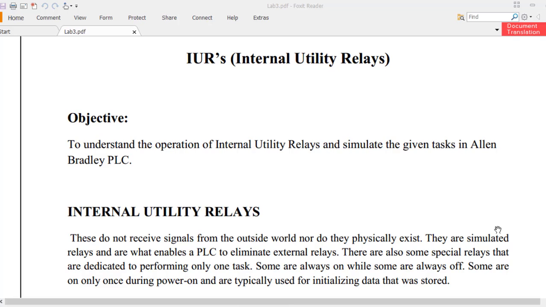So this is a lab about IURs, and the IURs are basically the internal utility relays. This is a new term for you guys, and I hope this lab will explain this term easily and in an understandable way.